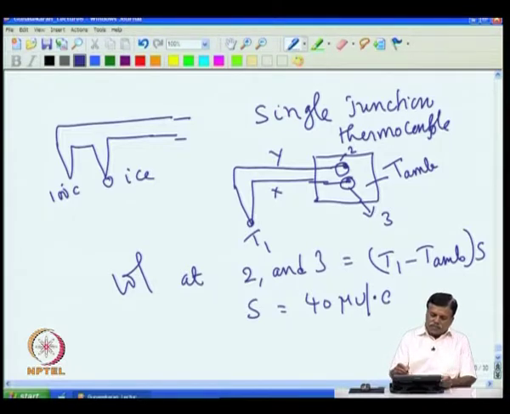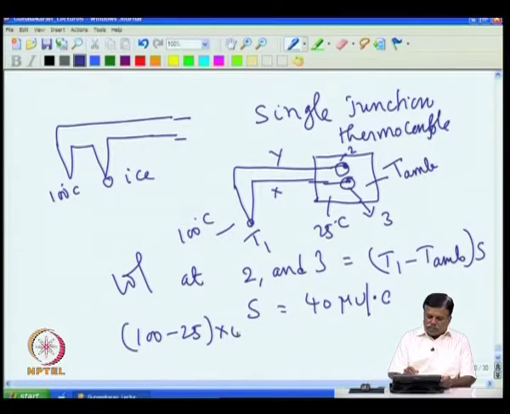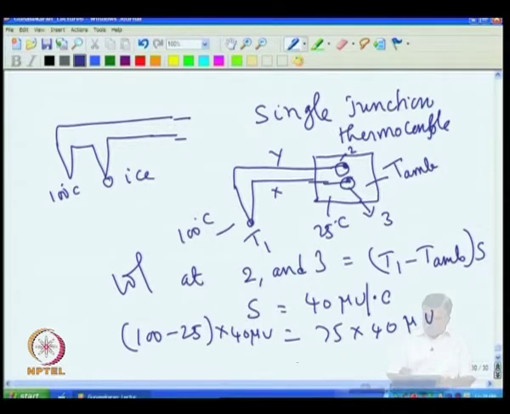So, for example, assume the ambient is 25 degree C, and this is say 100 degree C. Then you get 100 minus 25, so it produces a voltage only for a 75 degree difference, times the sensitivity of 40 microvolt. So, that is 75 times 40 microvolt, which comes to 3 millivolt as the output voltage. So, it corresponds to 75 degree only.